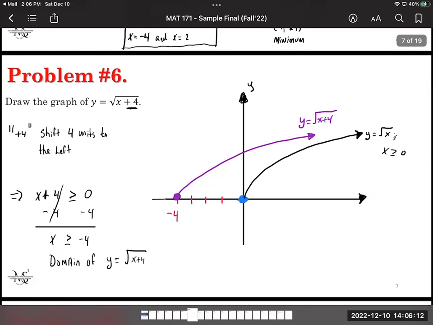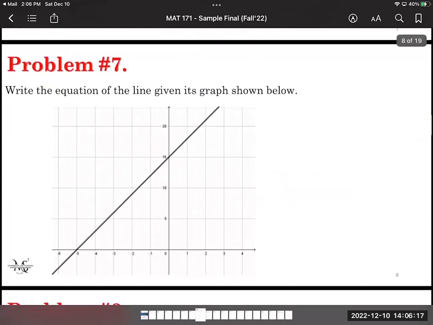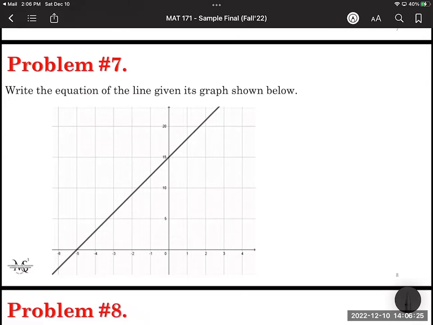Okay, we'll move on to problem number 7. Problem number 7 states to write the equation of the line given its graph shown below. So if you want to write the equation of the line, just remember the equation of the line is in the form y equals mx plus b.